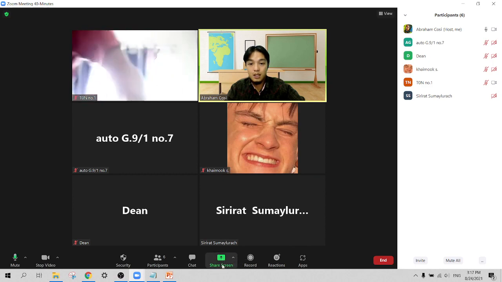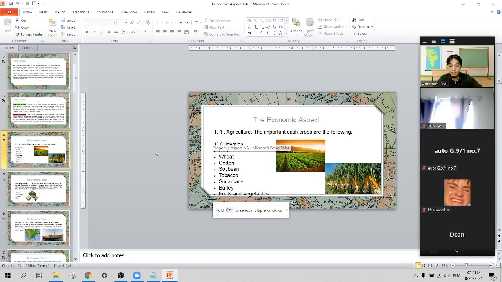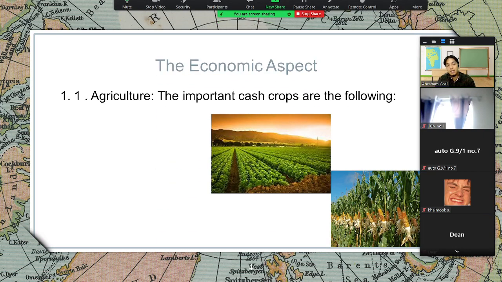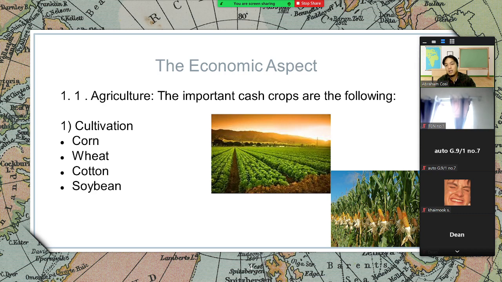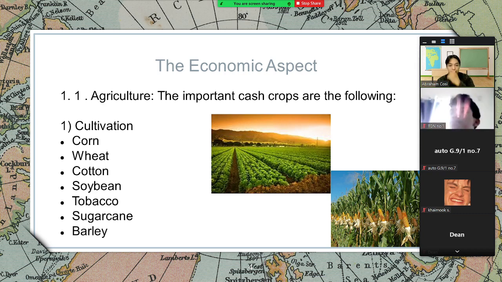Now let's move to the lesson. Last meeting, we discussed the economic aspects of North America. First is agriculture. Under agriculture we have the cultivation of crops, crops like corn, wheat, cotton, soybean, tobacco, and sugarcane. These are the main produce of the continent.